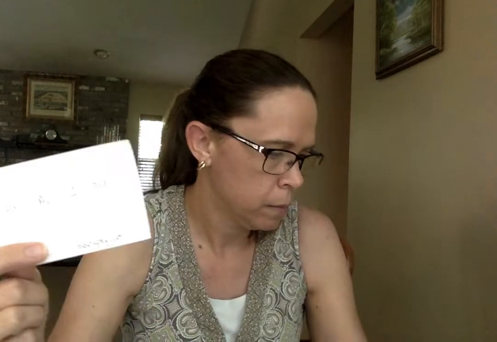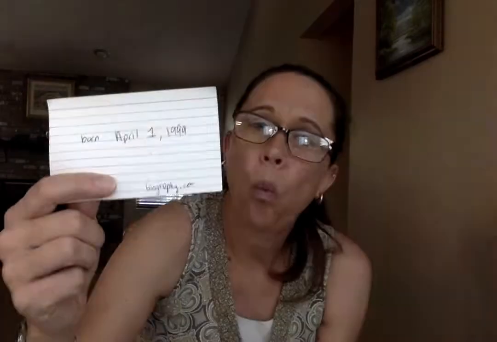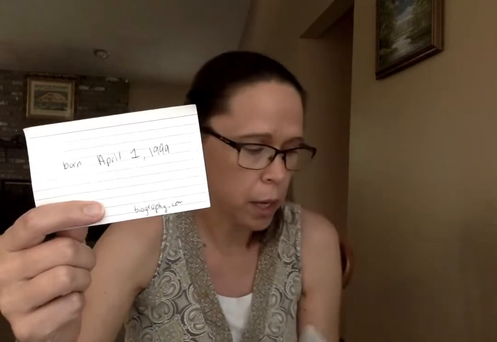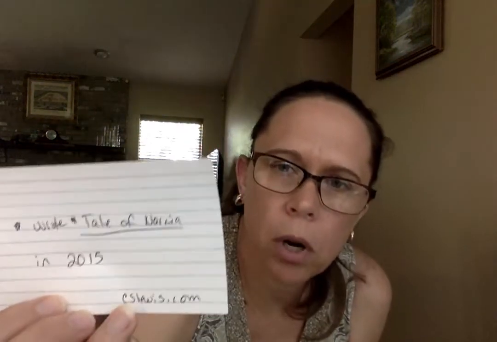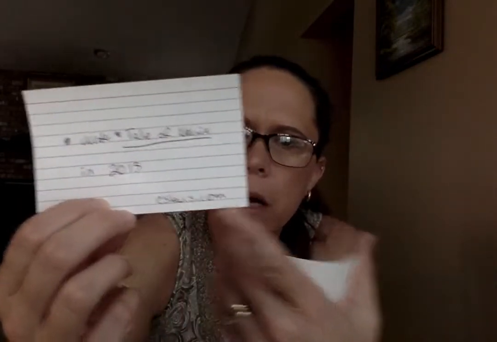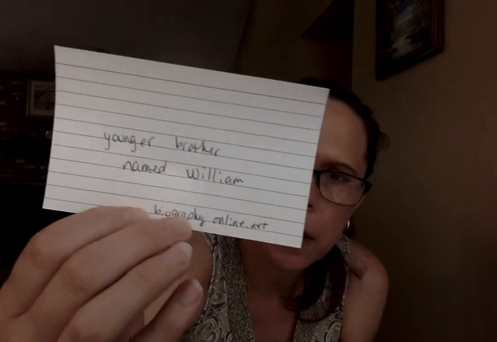You need to put 1 piece of information, and at the bottom you have to put where you got that information. You must put where that information came from. So each card has 1 piece of information and a website. Here's another example. Wrote Tale of Narnia in 2015. This is not true. This came from cslewis.com, I said. Younger brother named William. This was from biographyonline.net.